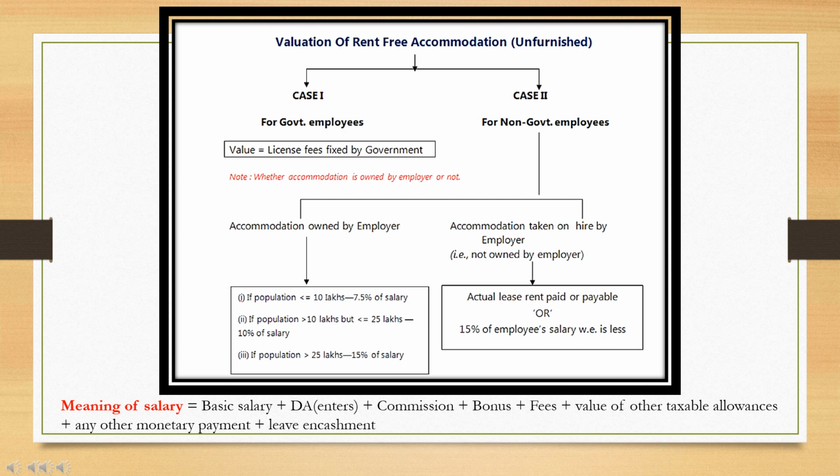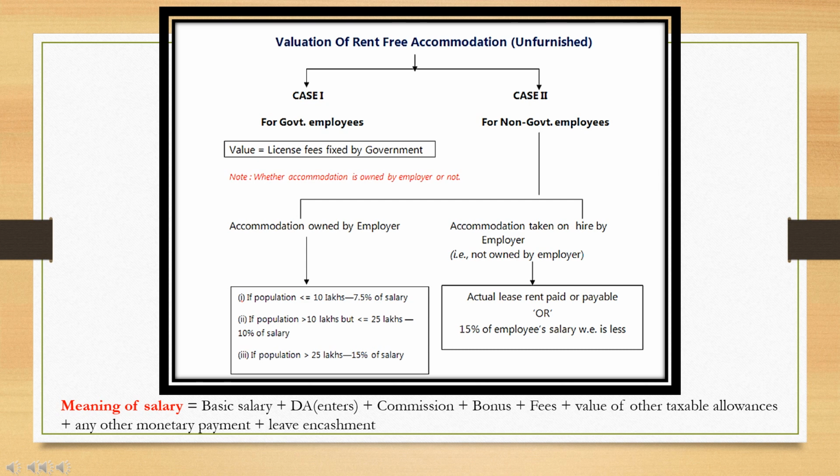Now we'll start with the rules regarding rent-free accommodation. Number one, unfurnished accommodation. Provisions for government employees: in case of government employees, only the license fee fixed by the government for such place will be charged from the employees. For non-government employees, the accommodation is divided into two parts, that is owned by the employer and hired by the employer. If population is less than or equal to 10 lakhs, the taxable value of RFA will be 7.5% of the salary. If population is more than 10 lakhs but less than or equal to 25 lakhs, then 10% of the salary is taxable. And if population is more than 25 lakhs, then 15% of the salary is taxable.